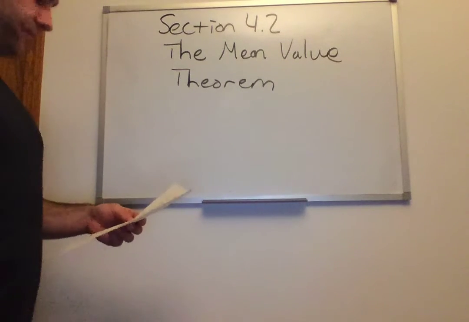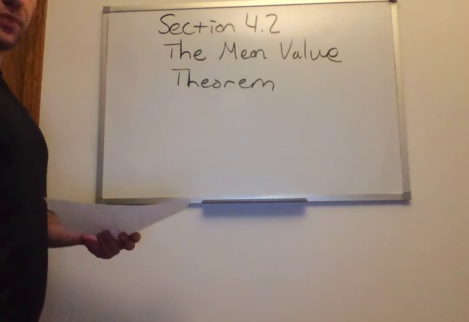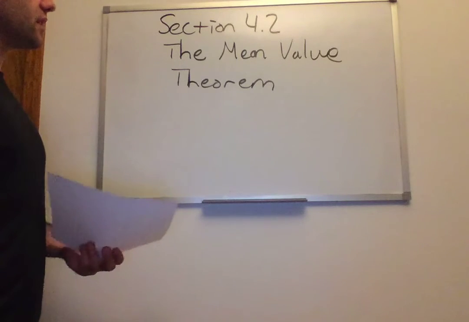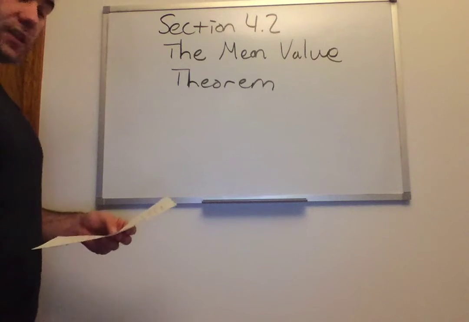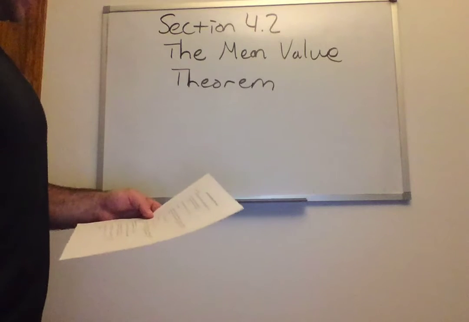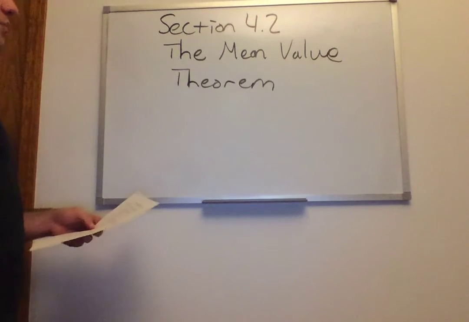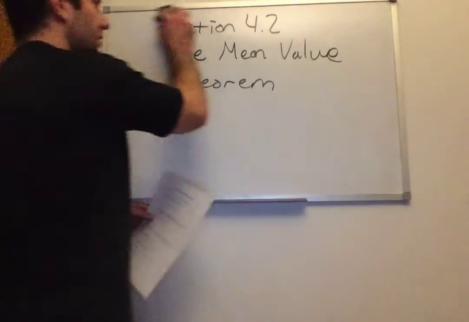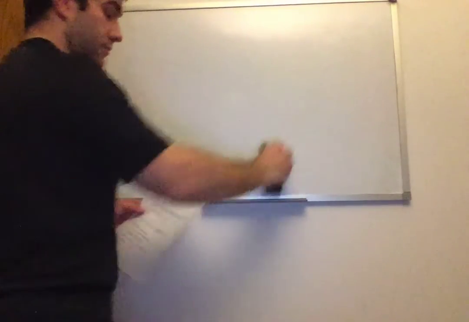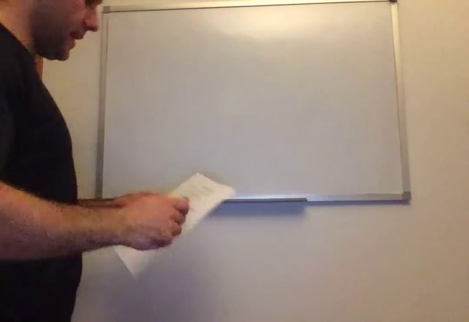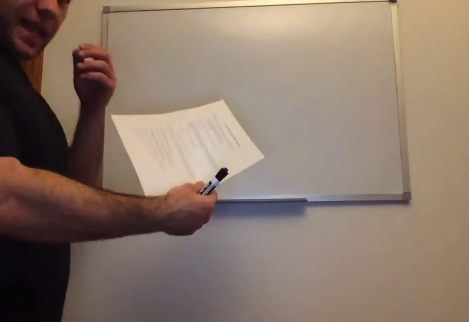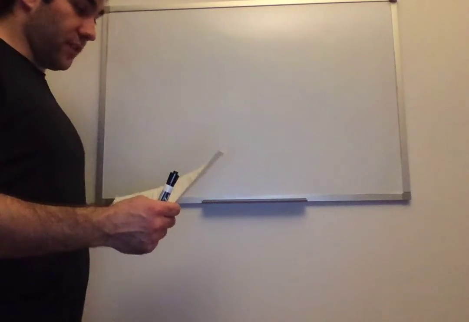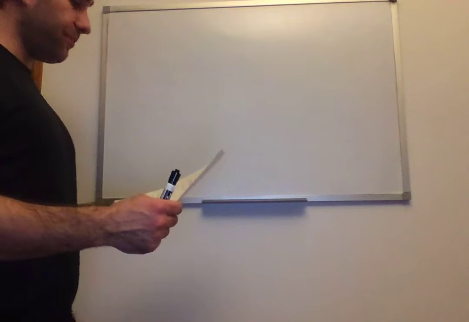Okay, this is section 4.2. We're going to talk about a really important theorem. It's called the Mean Value Theorem. And before we get to the Mean Value Theorem, we have to talk about another theorem. It's called Rolle's Theorem. Now, again, you should have my notes in front of you, or at least on your screen.